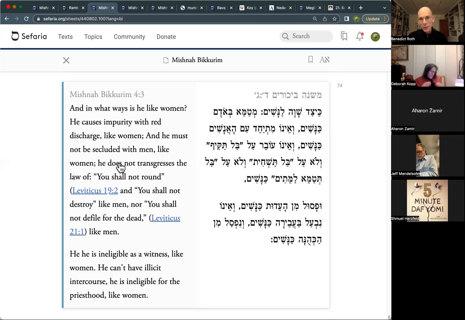But that's the summary of the first 3 Mishnayot and the beginning analysis of the status of the hermaphrodite. And then the next 2 Mishnayot, which close off the tractate, will just conclude this analysis.